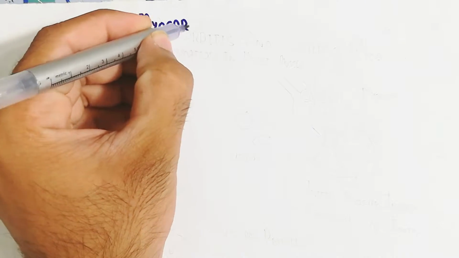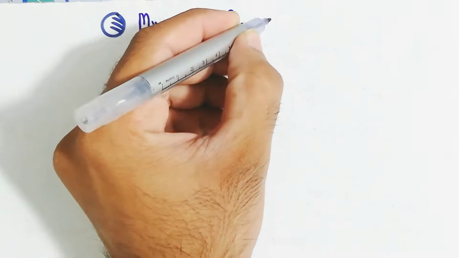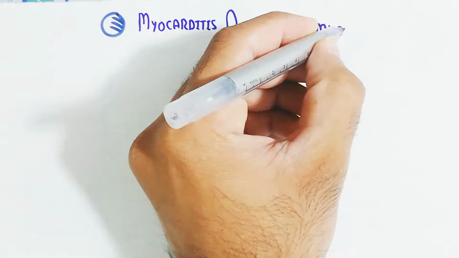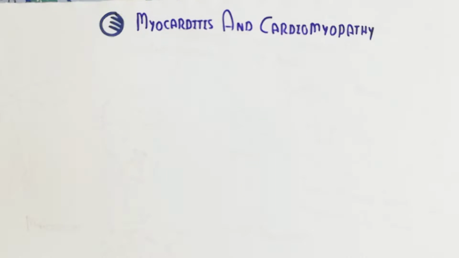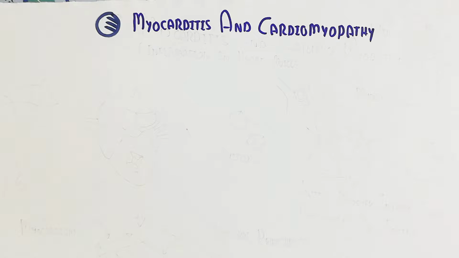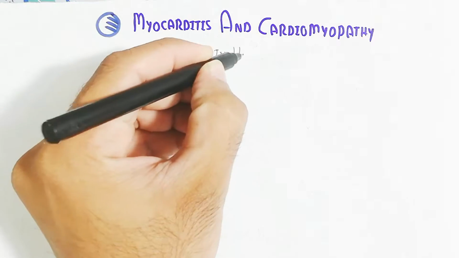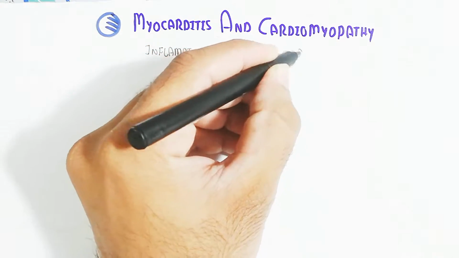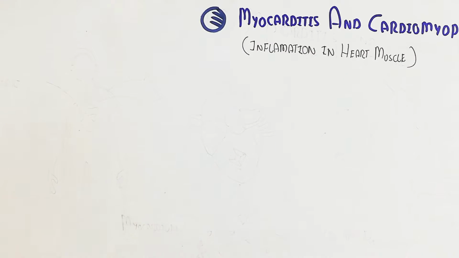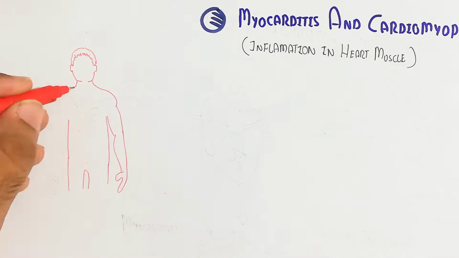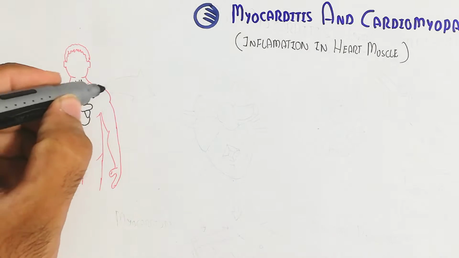Hello, in this video we will discuss myocarditis and cardiomyopathy. Myocarditis means inflammation of the myocardium, the heart layer which contains cardiac muscle cells. And cardiomyopathy means the infection will lead to inflammation in the heart muscle. So this is the person's heart.